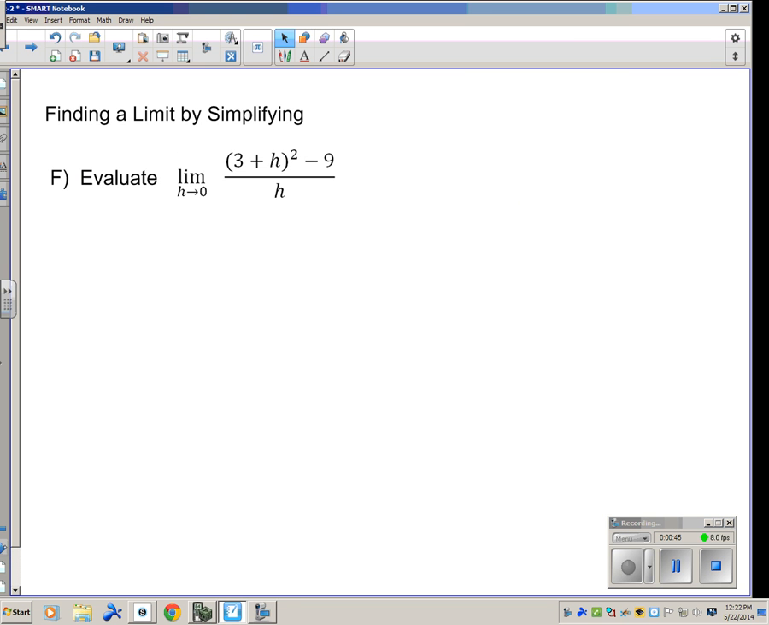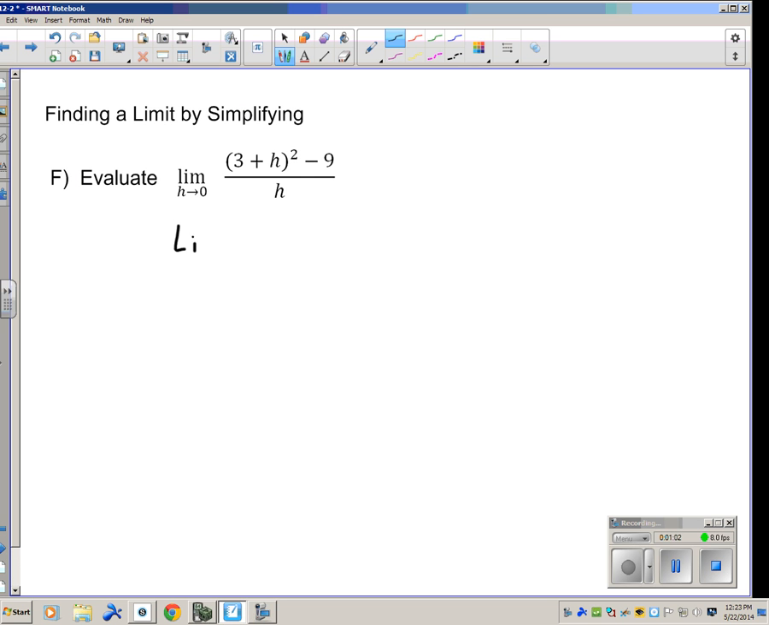So now I'll come over here. The same thing is going to apply in this problem. I cannot use direct substitution because if I put 0 in the denominator, I'm going to end up dividing by 0, and I can't do that. So I might have to go ahead and just simplify this whole thing out.